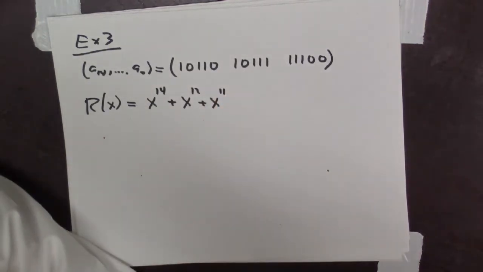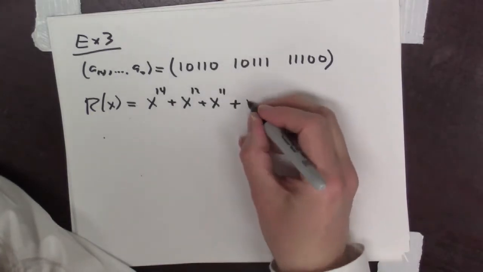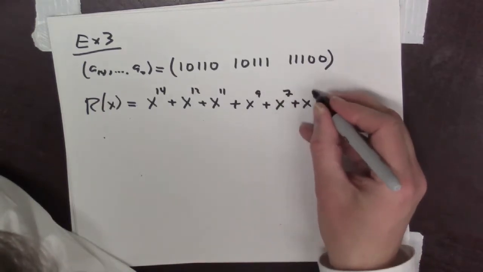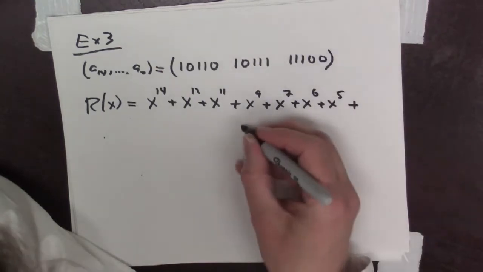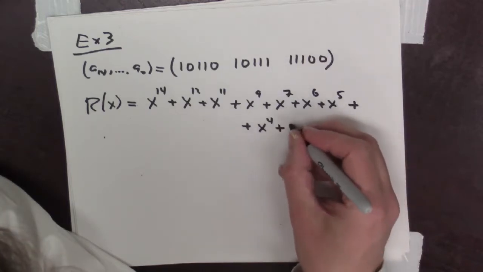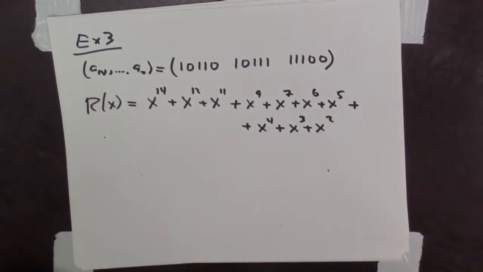Okay, x to the 14 plus x to the 12 plus x to the 11 plus x to the 9 plus x to the 7 plus x to the 6 plus x to the 5 plus x to the 4 plus x cubed plus x squared. A bunch of ones in this being received, so we have pretty many monomials in here. Now I have to compute r of alpha of this thing.